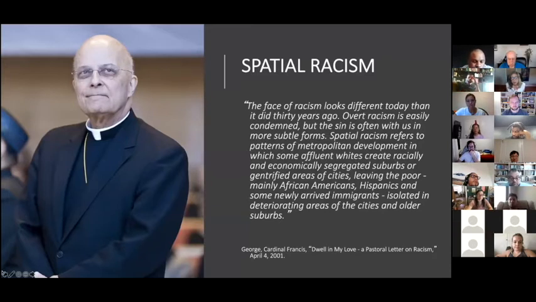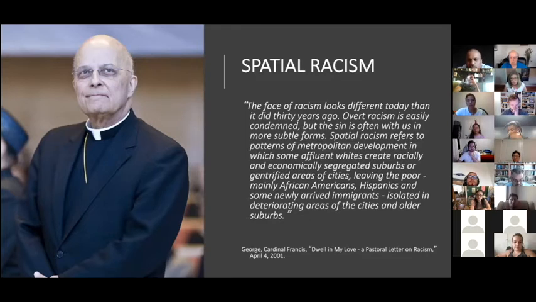Cardinal George talked about, and we include this quote in the book, and it really resonated with me, and I'm not Catholic, when he talked about spatial racism, and that the face of racism looks different today than it did 30 years ago. Overt racism is easily condemned, but the sin is often with us in more subtle forms.